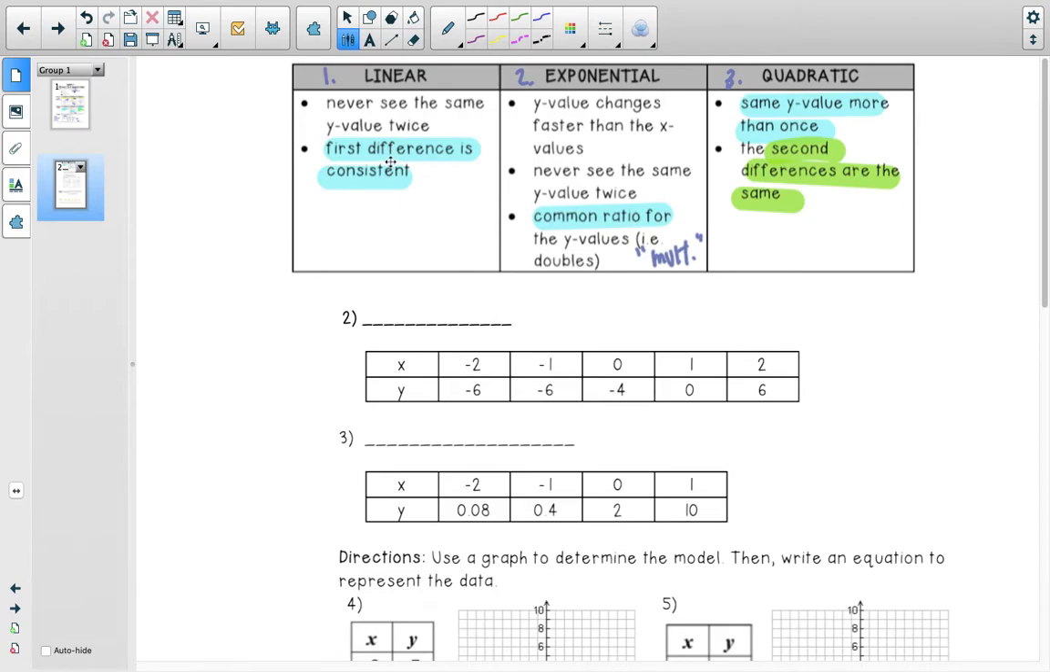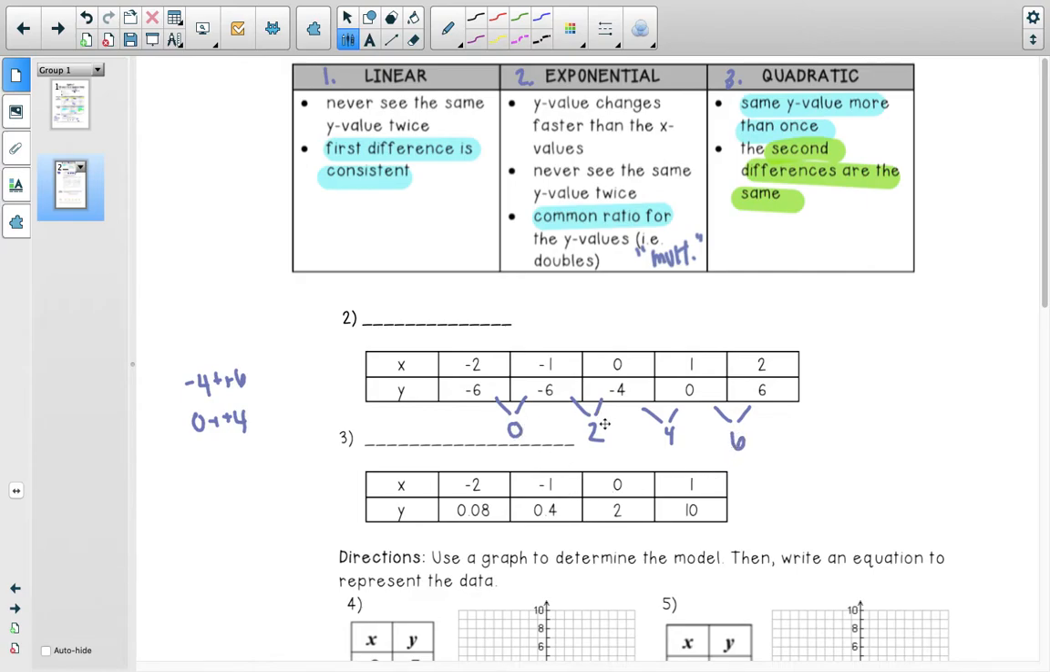So it says the first difference is consistent. So if we found the first difference between these two numbers, you're asking what's the difference? Well, there's no difference because it's the same number, so it's 0. If I ask you what's the difference between here and here? Well, what's -4 minus -6? Well, it's +2, right? And then what's 0 minus -4? Well, it's 4. And 0 and 6 is 6.